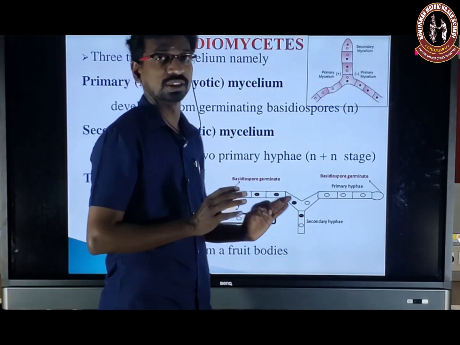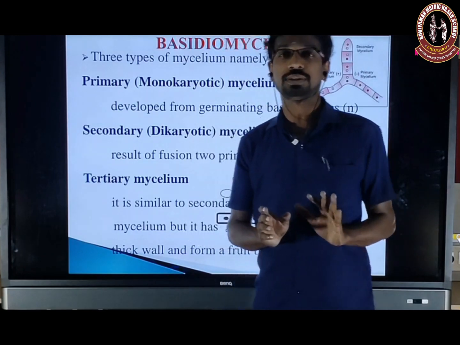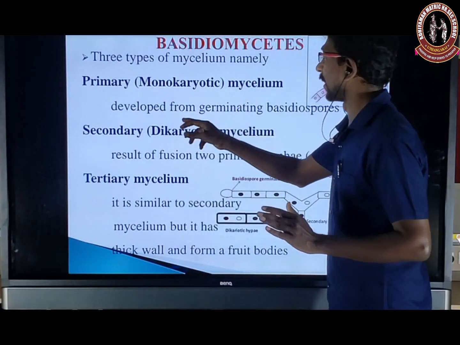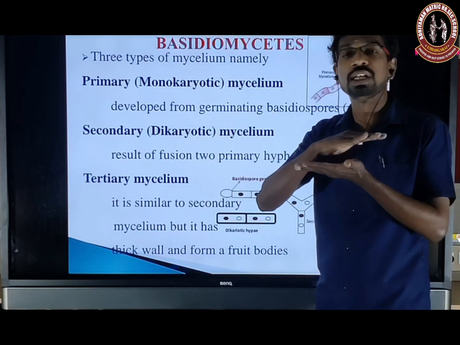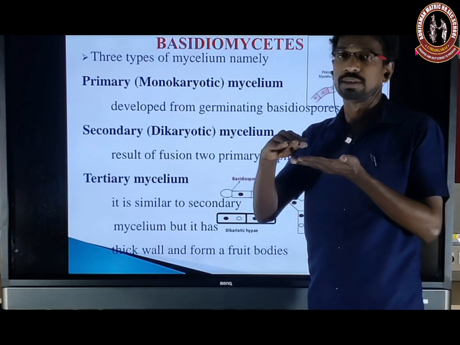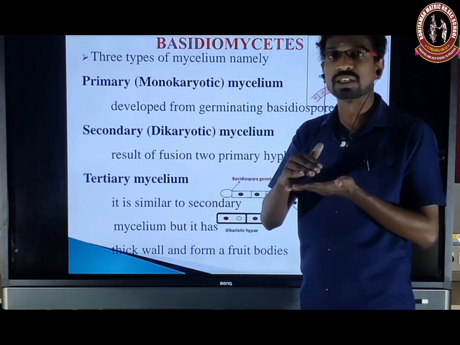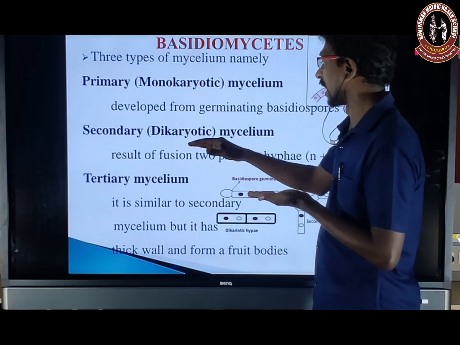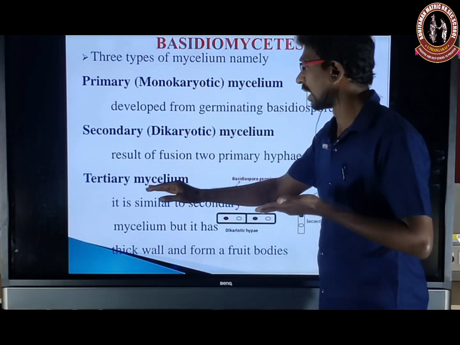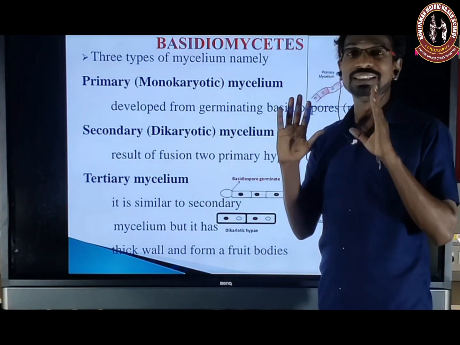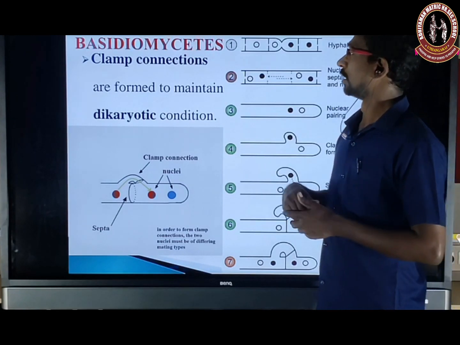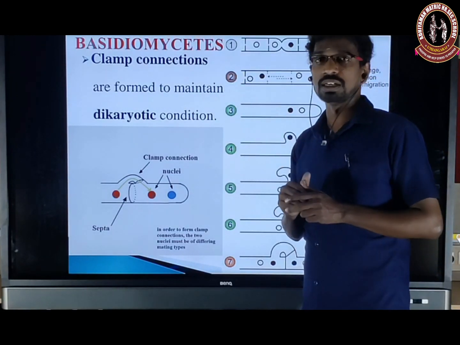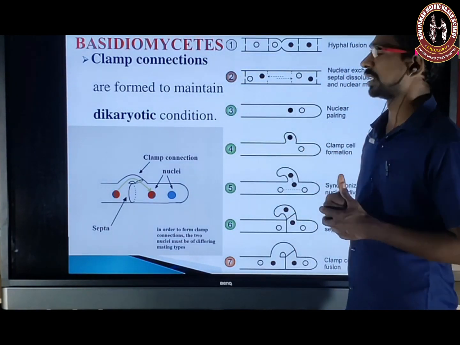So what is the fruit body, sir? It is a reproductive part. Mostly the primary mycelium is present under the substratum. The secondary mycelium only is visible, and tertiary mycelium is from the fruit body. The clamp connection occurs, as a result of which the dikaryotic condition is formed.